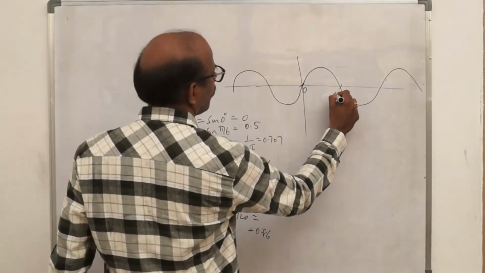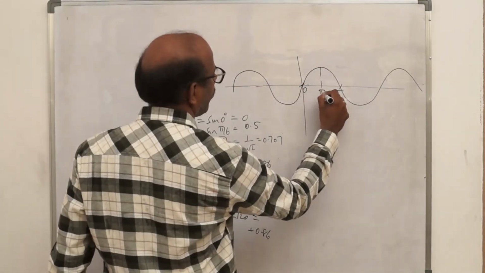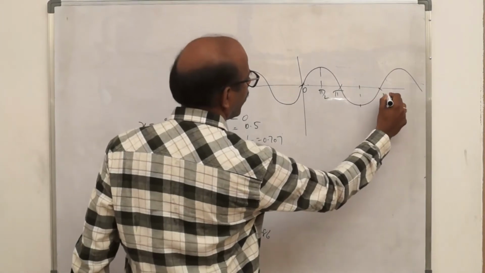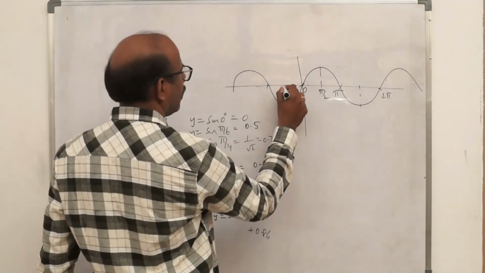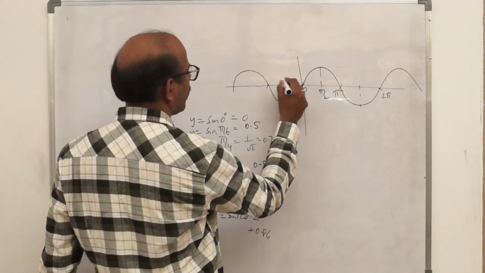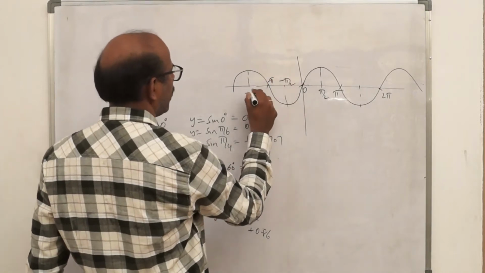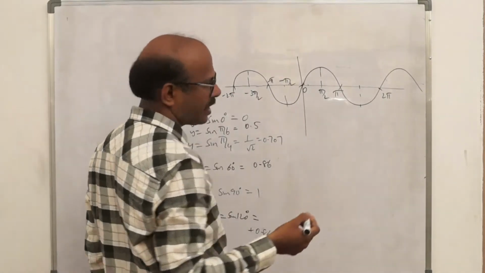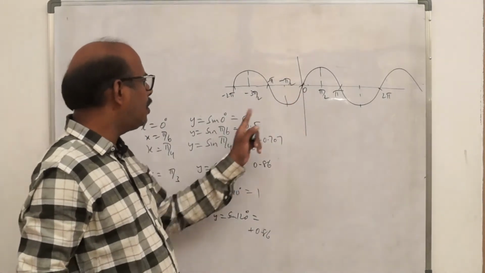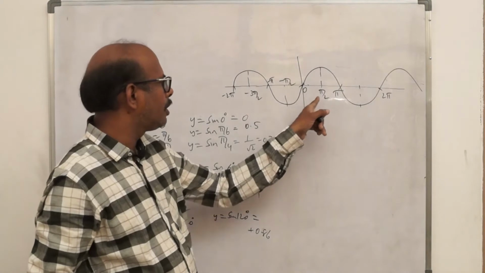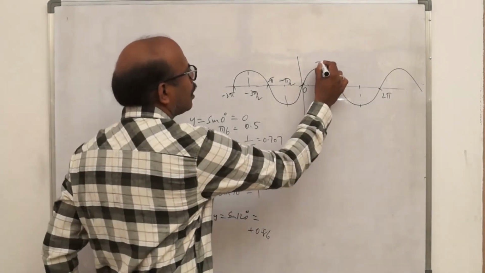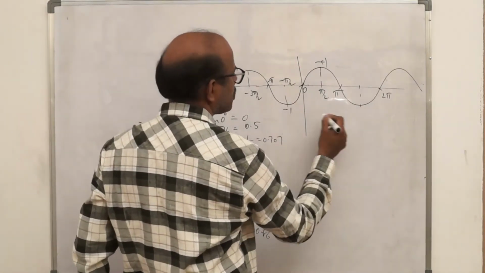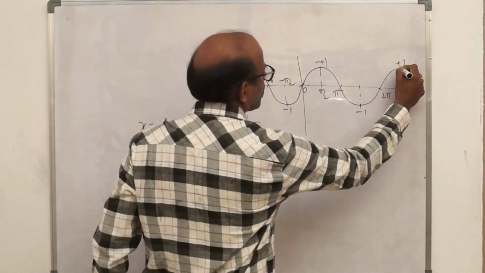Rough plotting only: 0, pi by 2, pi, 2 pi, minus pi by 2, minus pi, minus 3 pi by 2, minus 2 pi. The shape is like this. At 0 the value is 0, at pi it is 0, at 90 it is plus 1, and then it will be minus 1, minus 1, plus 1.